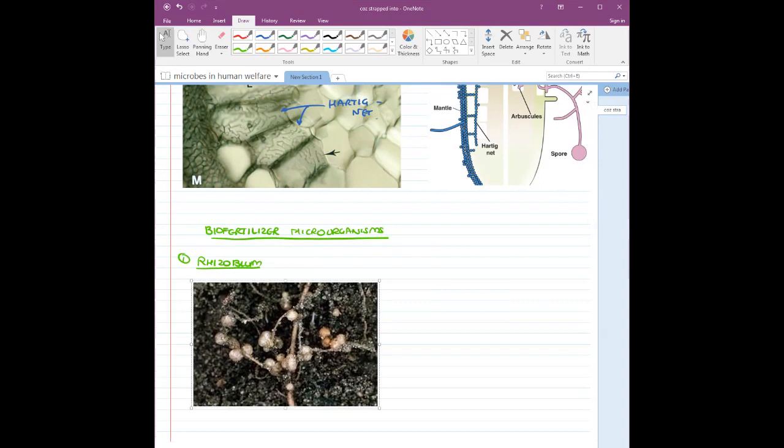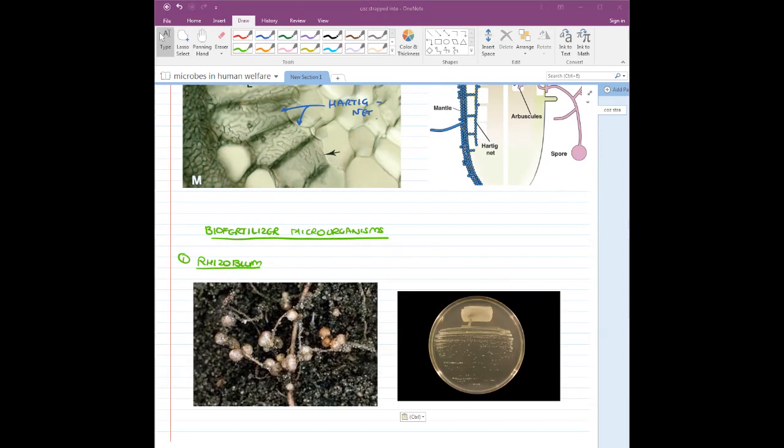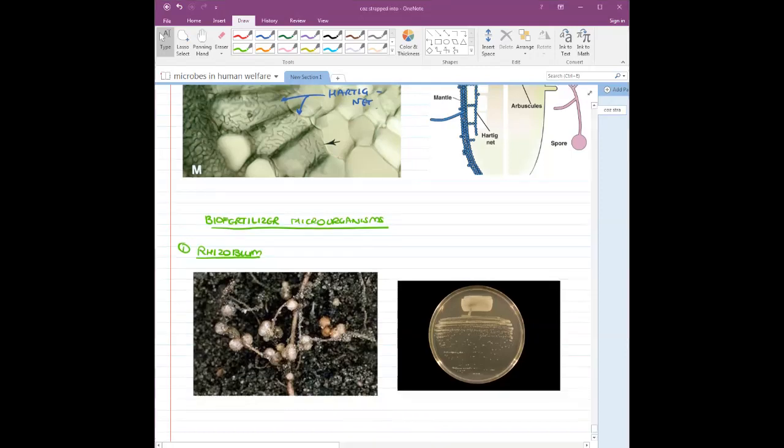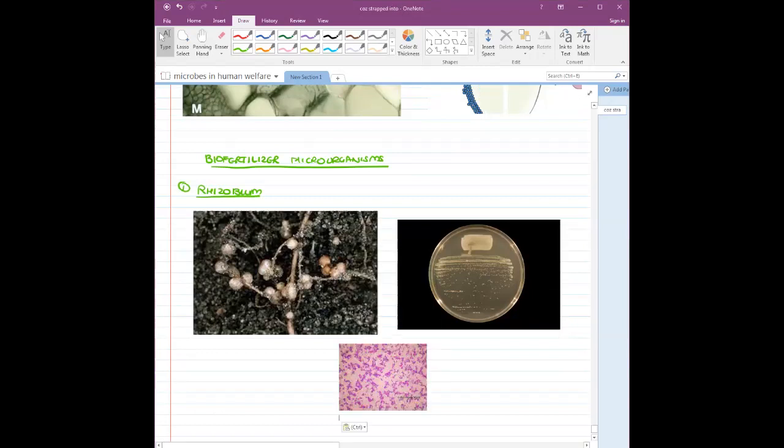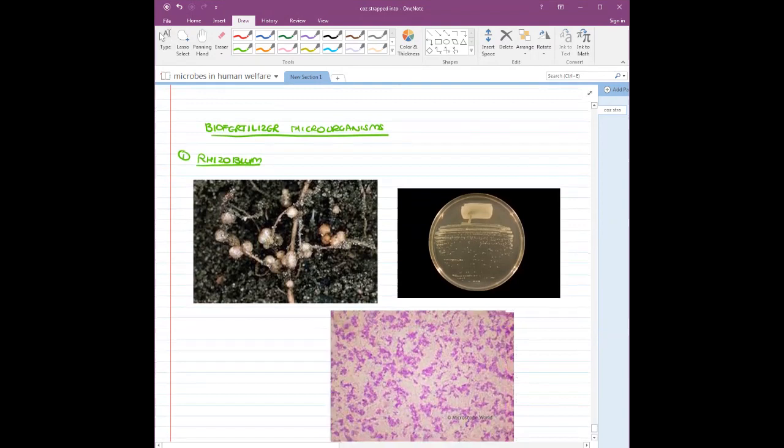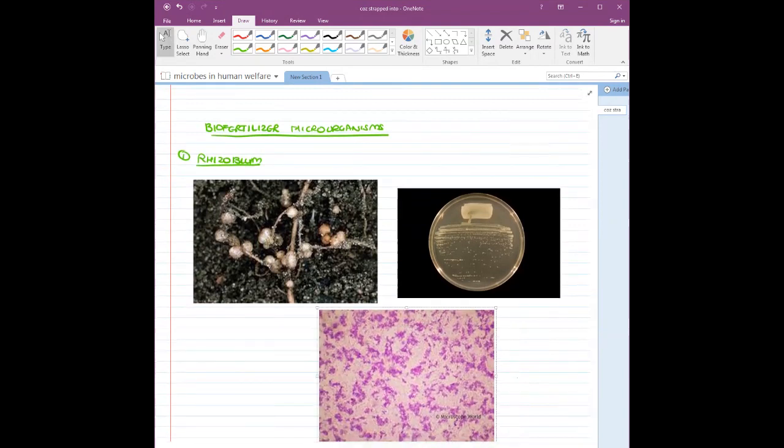Now, when we isolate these and grow them on a plate, this is how it appears. In your laboratory it is going to grow like this. And when we take a microscopic image, we are going to see something of this sort. It is going to appear somewhat pinkish, because in gram staining it appears somewhat pinkish. So this is how it is going to look.